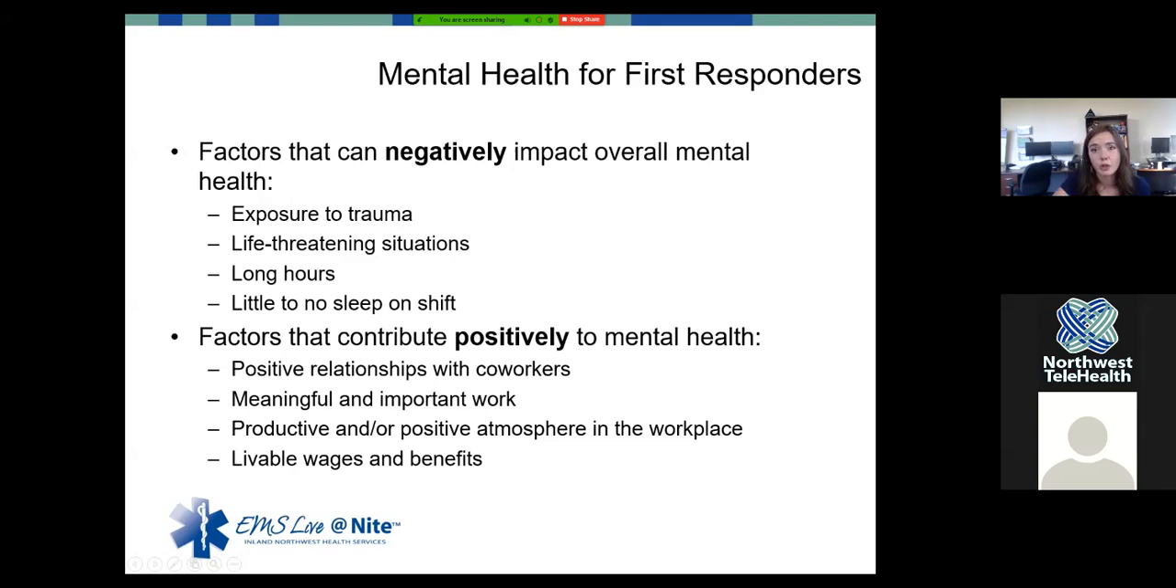And then factors that can contribute positively to mental health include those positive relationships with coworkers. You spend a lot of time together and have some bonding time, and again, kind of experience things together. So you can have those positive relationships. Meaningful and important work. I hope that you find what you do meaningful and important. The community thinks so. We appreciate that. And then productive and or positive atmosphere in the workplace. And hopefully you do have a positive atmosphere within your workplace. I sure hope you do, but if it is positive, then that positively impacts your mental health.